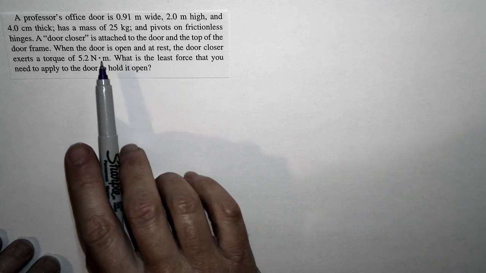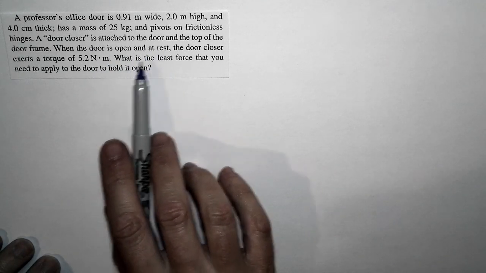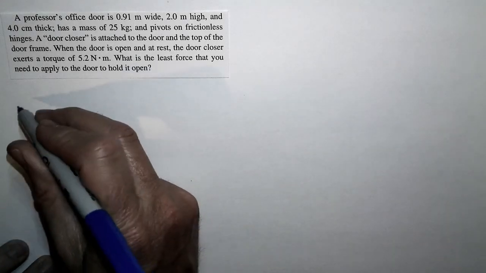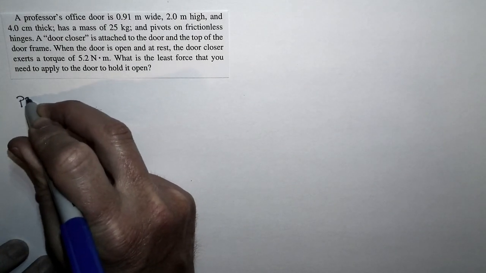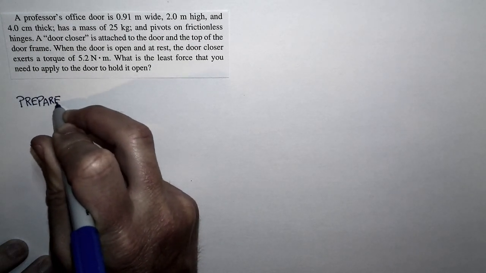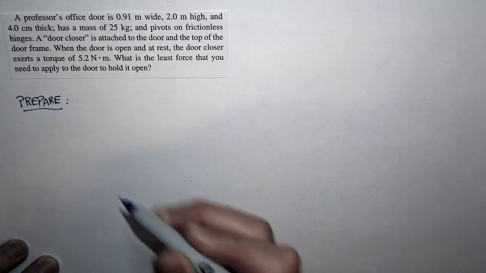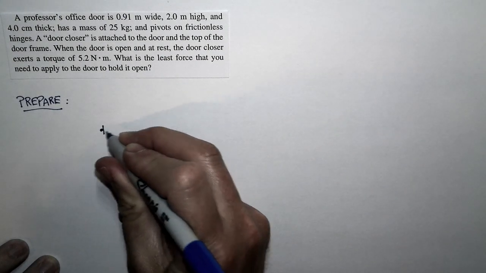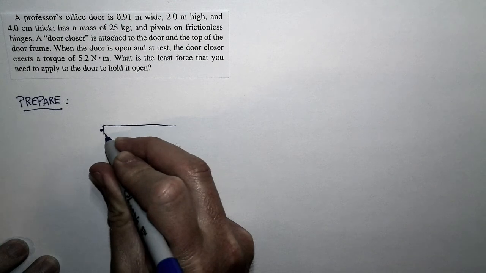Okay, here's a question about a door. And there's a door closer, which is trying to close the door. And you have to apply a force to the door to try to keep it open. Okay. Let's prepare by drawing a sketch of this physical situation and trying to figure out really what the question is on about. Okay, so here's the hinge, and here's the door.